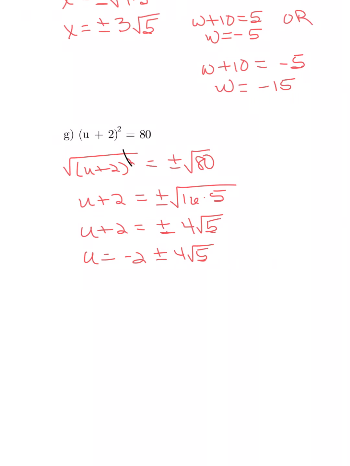We can't combine that. We can't do -2 plus 4 square root of 5. They're not like terms. We have to leave it separate like this. We could write it as two different answers. We could say -2 plus 4 square root of 5, or -2 minus 4 square root of 5. But it's a perfectly acceptable answer to put the plus or minus between.